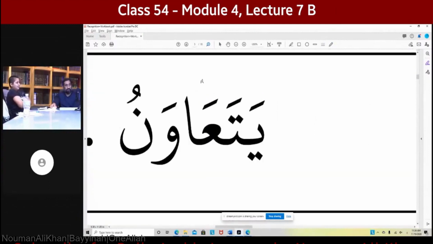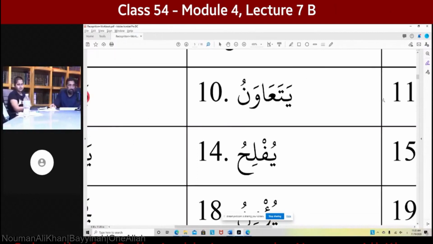Yata'awanu. This is so easy. It's got a ta. It's got a ta. And it's got an alif in there too. It starts giving itself away. Ta'awana, yata'awanu, ta'awunan. Yes. Nicely done. Both of you.